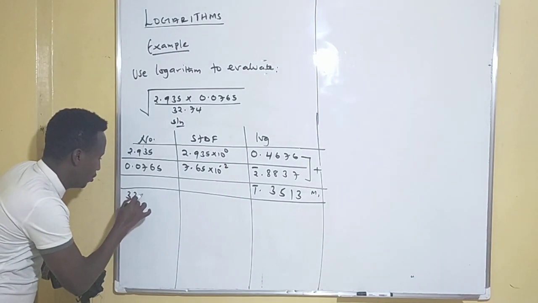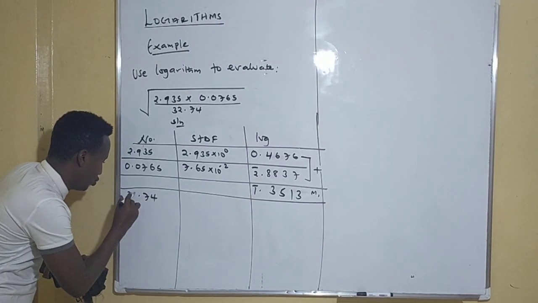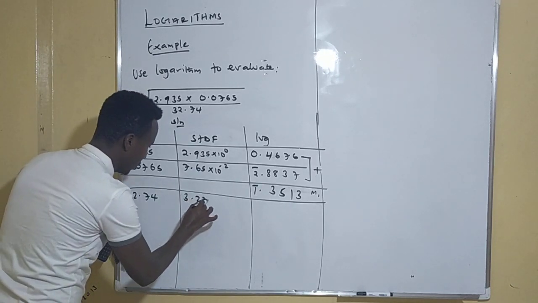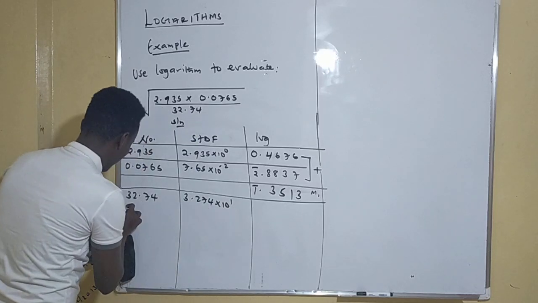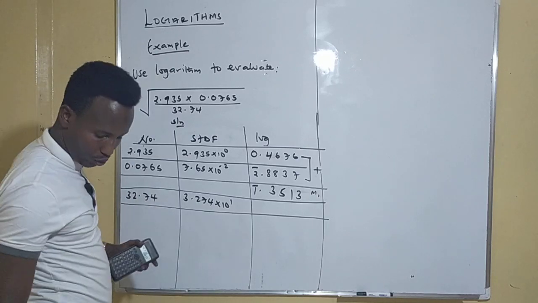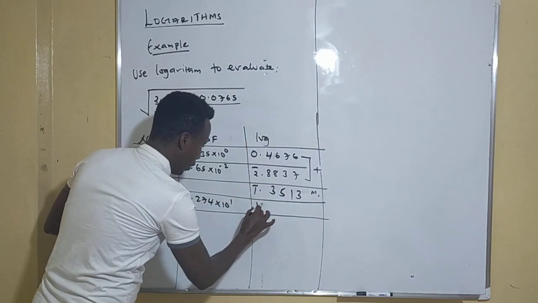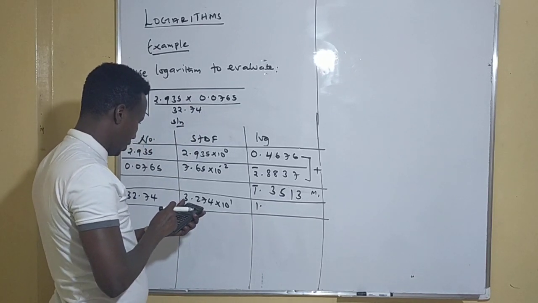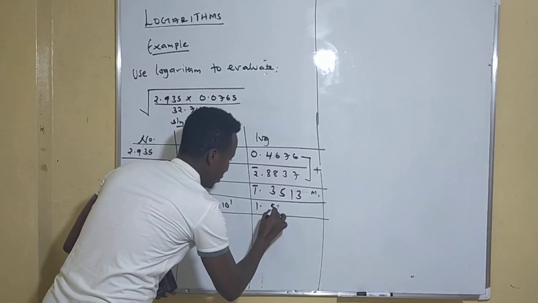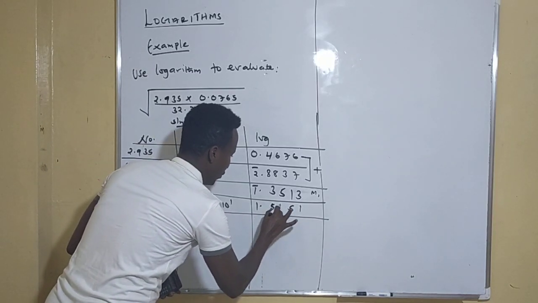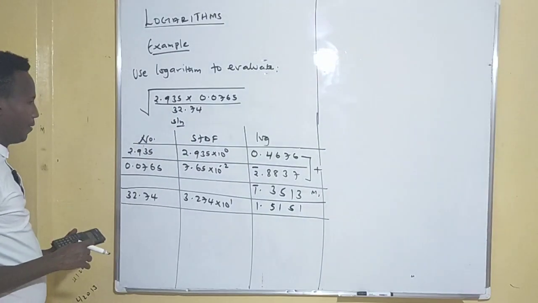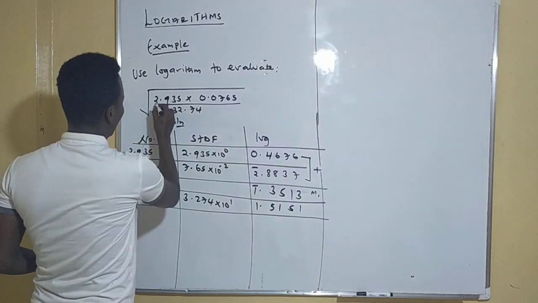We have 32.74, okay? We have 32.74. In the standard form, it will be 3.274 times 10 to the power of 1. So get for me the log. Before we get the log value, let me write this one. 1 point, get log 3.274, 0.5151. Okay, now remember this division, yeah?